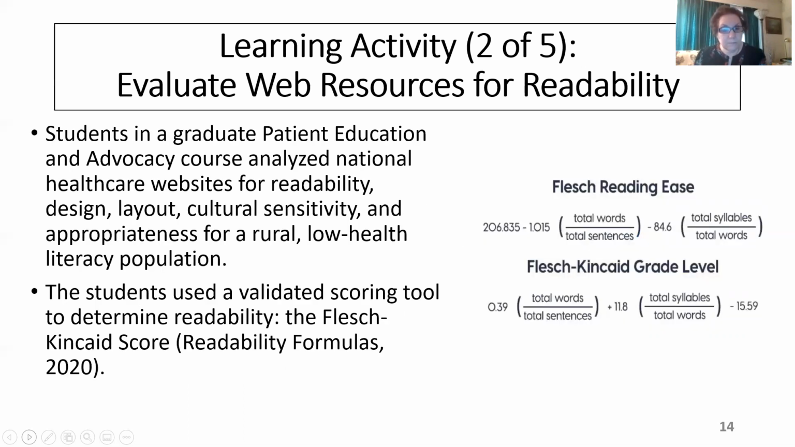So I teach a graduate patient education and advocacy course for nurse practitioner students. In this course, I had the students analyze national healthcare websites for readability, design, layout, cultural sensitivity, and the appropriateness for our rural low health literacy population. And the students used a validated scoring tool to determine the readability, the Flesch-Kincaid formula.